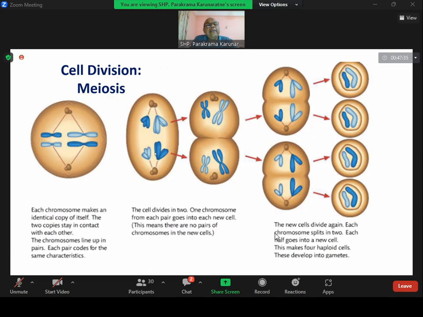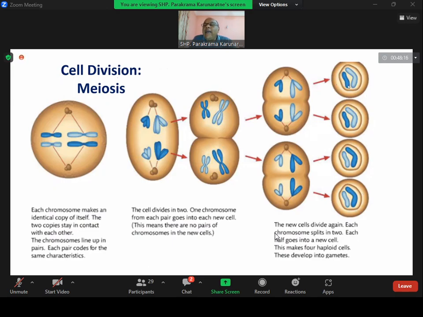When they move toward each side, they are not taking chromatids, they are taking chromosomes. One pair is separated. You see only two chromosomes going to each end. Then they go for the next division. In the next division, two chromatids are separated. The next division is similar to mitosis, where in each of these, the two chromatids are separated. So at the end, you get four cells.